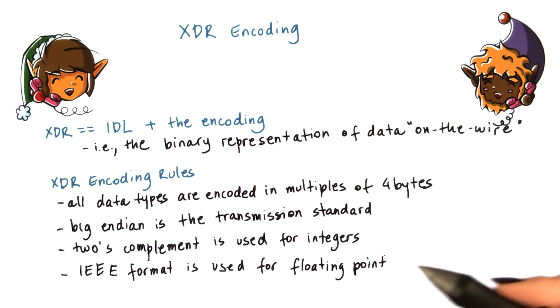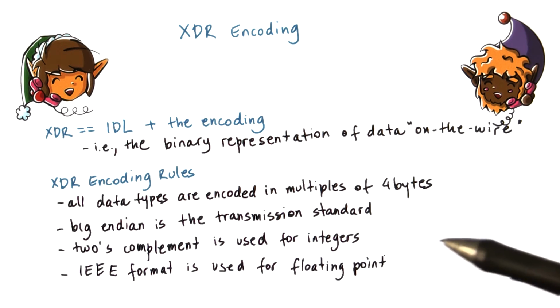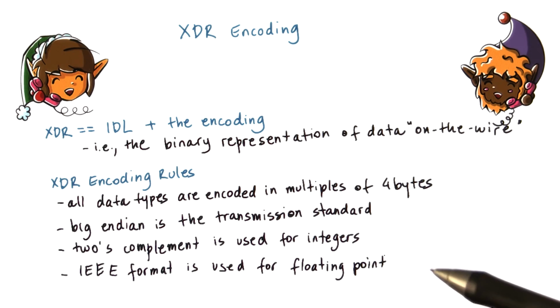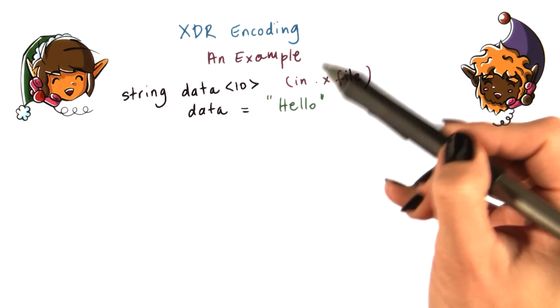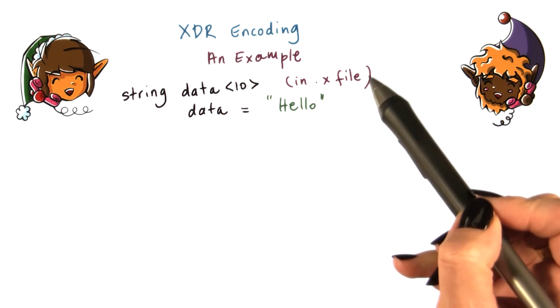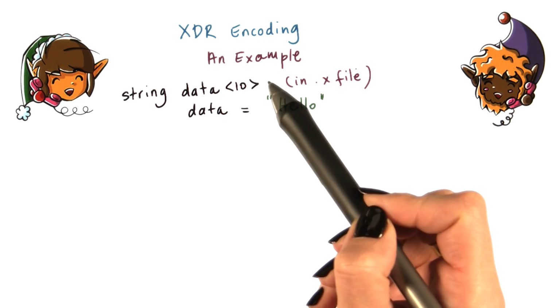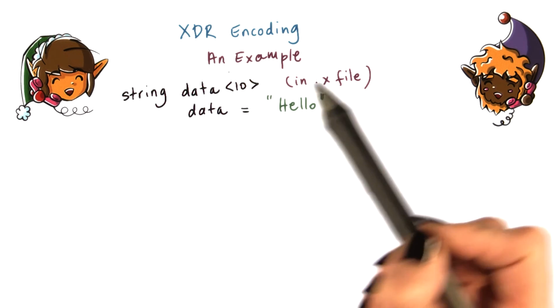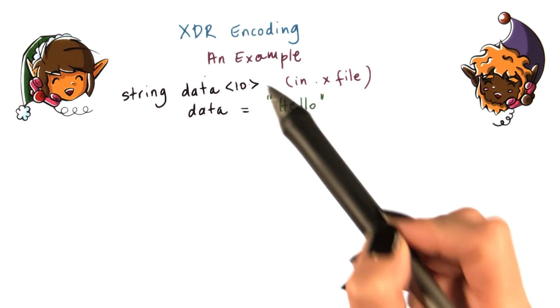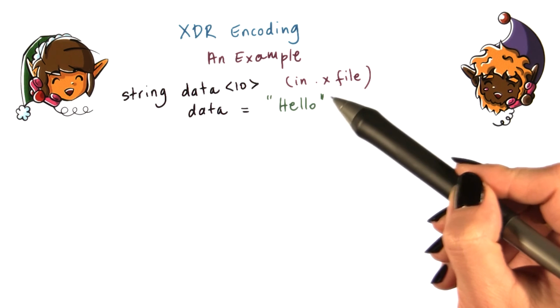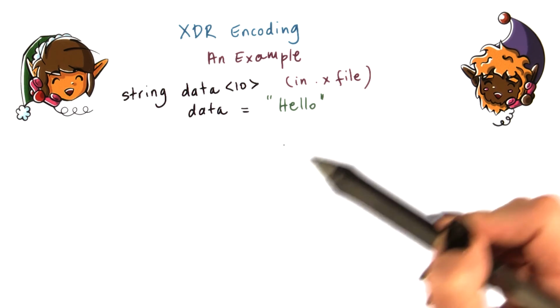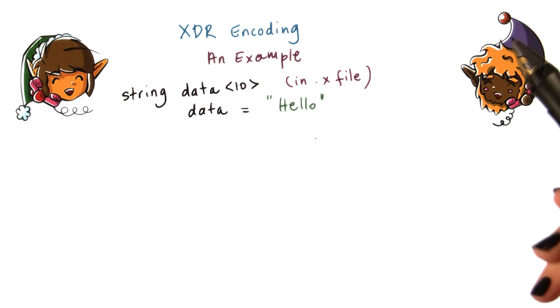Other rules include things like 2's complement is used to represent integers and the IEEE format is used for floating point numbers or other rules. Let's explain this a little bit better using an example. So let's say that in the .x file, we have a definition of a data type that is a variable length array of size up to 10. And let's say we have an argument, hello, that needs to be passed from the client to the server.